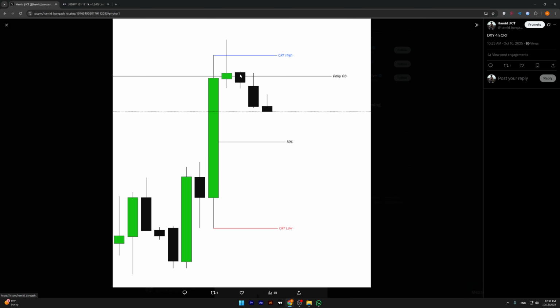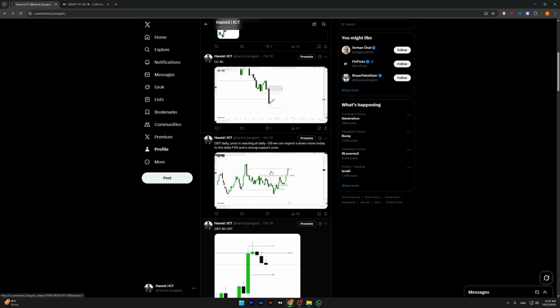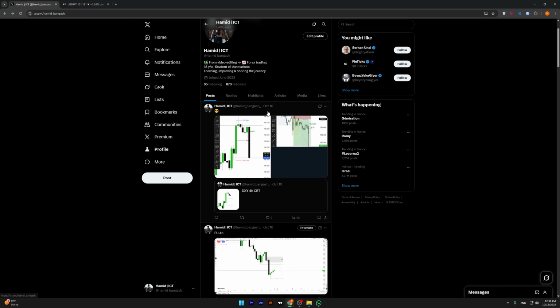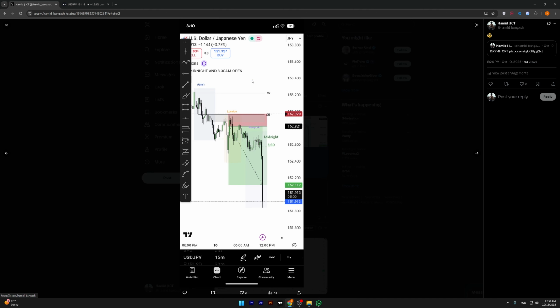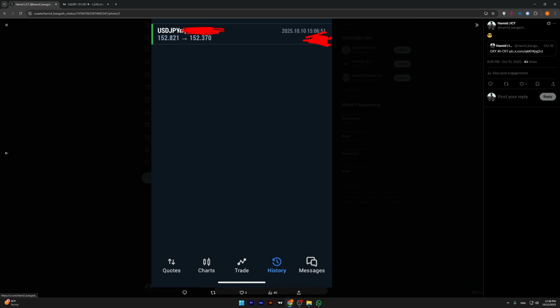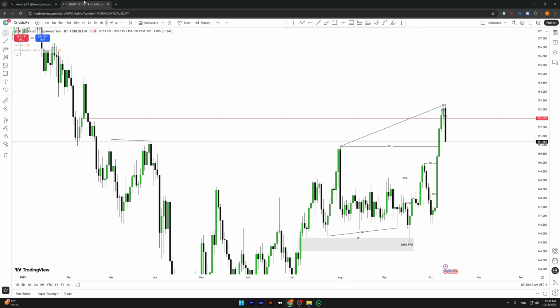So this was the DXY for our chart. This was our 50% first target, and this was our CRT low second target. So this is the after picture. CRT high 50% achieved, and then later on we also achieved the CRT low target. And this was my entry on USDJPY, and this was the entry exit.